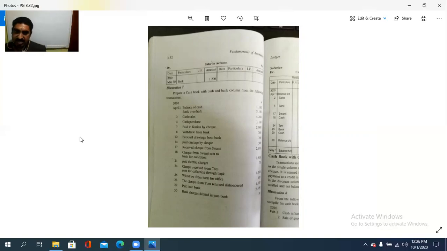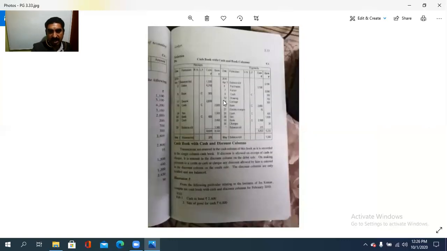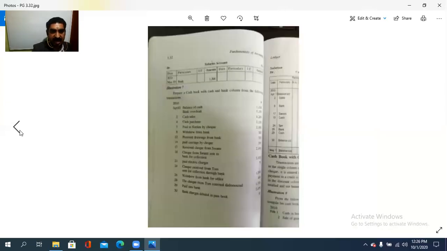So receive the check received from Tom. So cash account debtor to Tom, isn't it? So Tom to the bank, isn't it? 1,500. So that direct check is sent for collection.